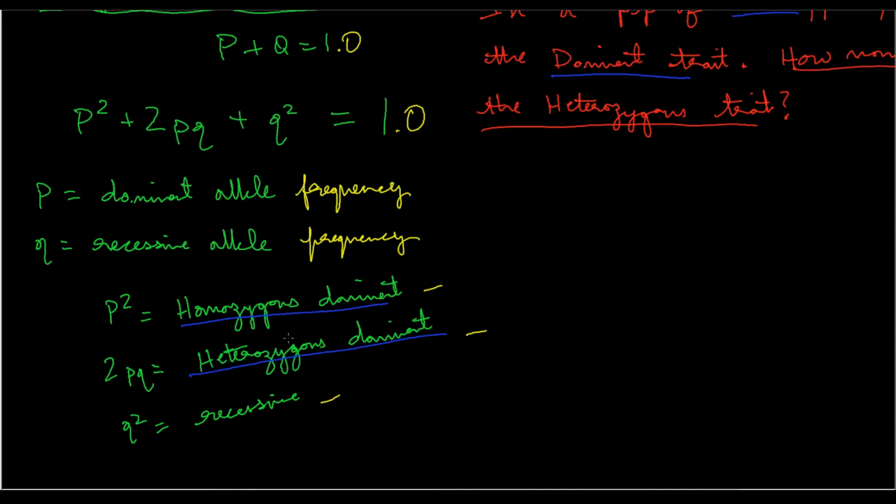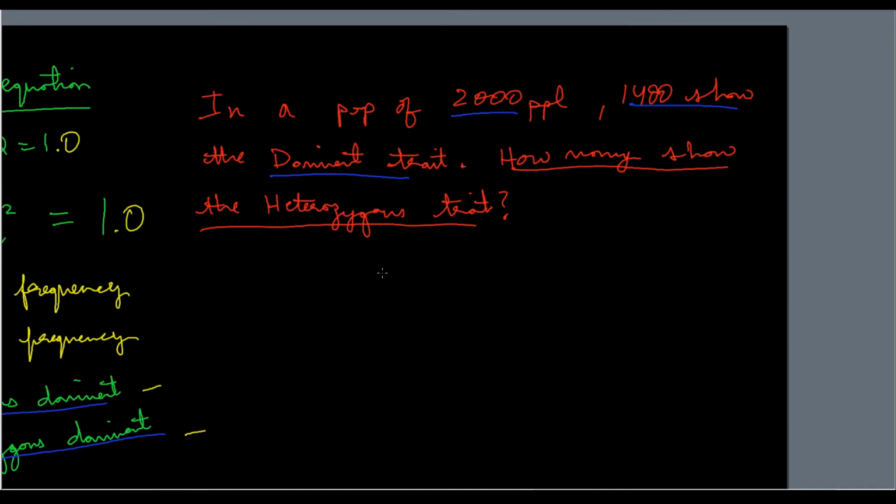And the same goes here, here, and here. All right. So p squared is the homozygous dominant trait. The 2pq is the heterozygous trait. q squared is the recessive trait. And we will move on to a problem that I've already written.